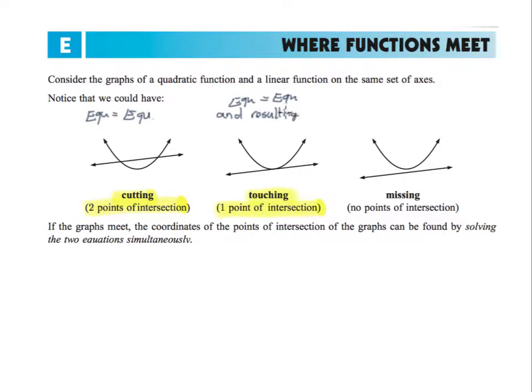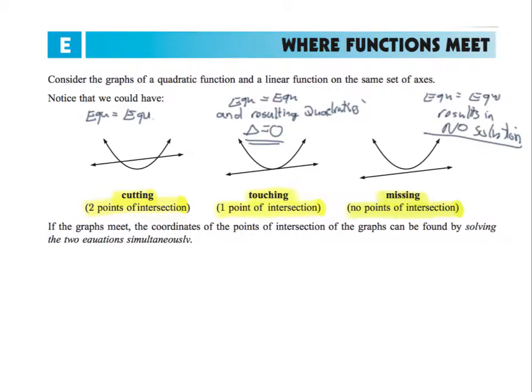And the resulting quadratic equation that you should get, because there's only one answer, that means our discriminant must be equal to 0. That'll give us the one answer. The last possibility we can have is missing. That's where, when we set the quadratic equation equal to a linear equation and solve for x, we get a no solution situation, or imaginary numbers.